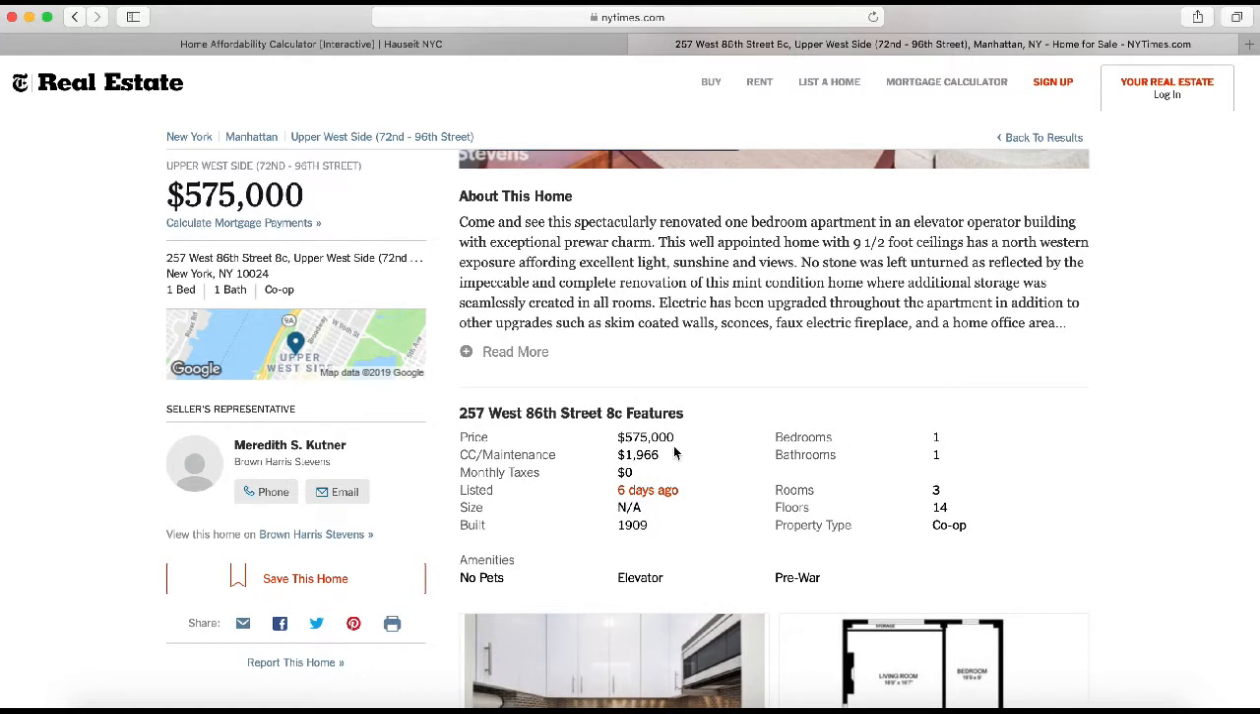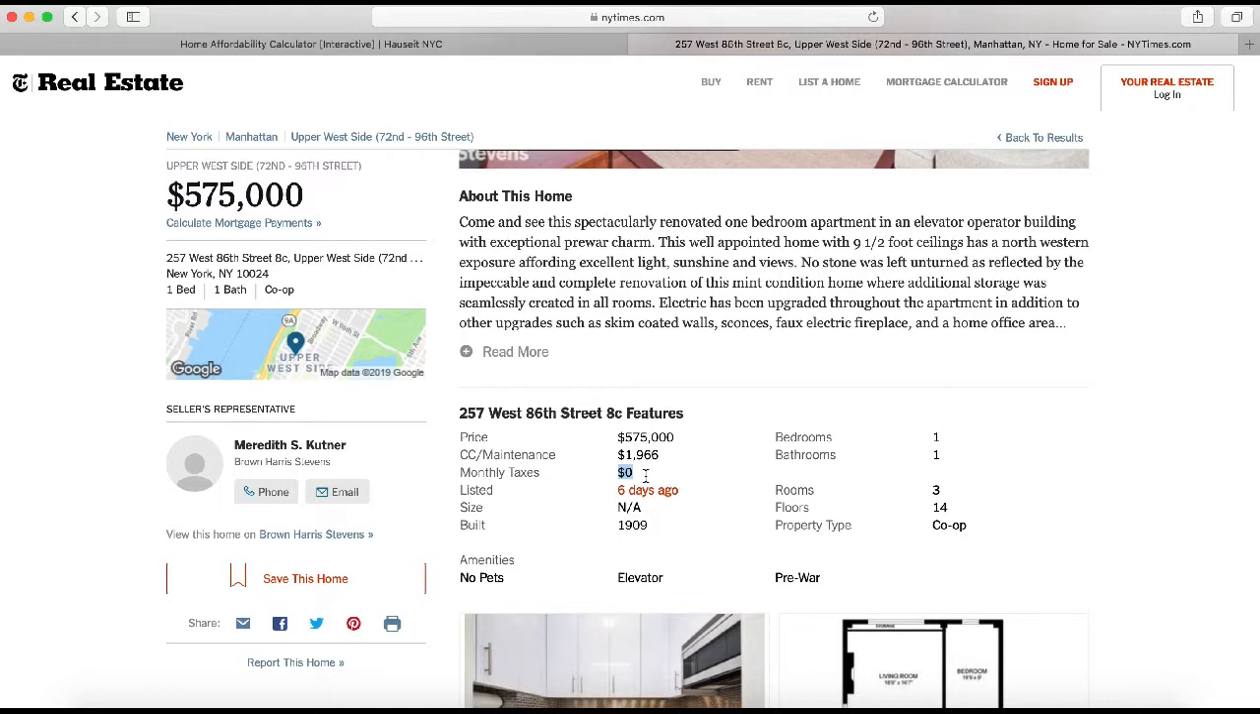Now this is a cooperative apartment, and we know that because there is a zero figure listed for monthly taxes. Cooperative corporations actually pay property taxes on behalf of all owners, as opposed to a condominium whereby individual owners pay their own property tax bills. So by way of seeing the zero, it's an indication that you're looking at a co-op, not a condo.